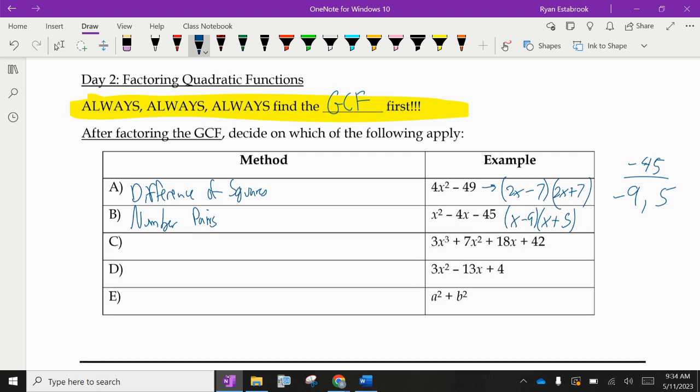We can go directly to the answer. There it is factored. Number pairs when you have a trinomial, 1, 2, 3 terms, quadratic, x squared, and the leading term is a 1.